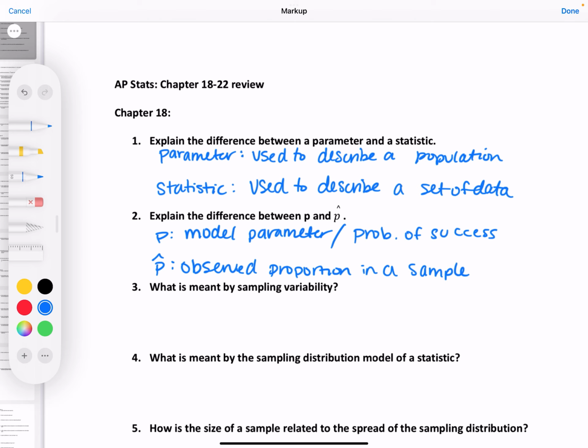What is meant by sampling variability? This is the variability you'd expect to see from one sample to another.